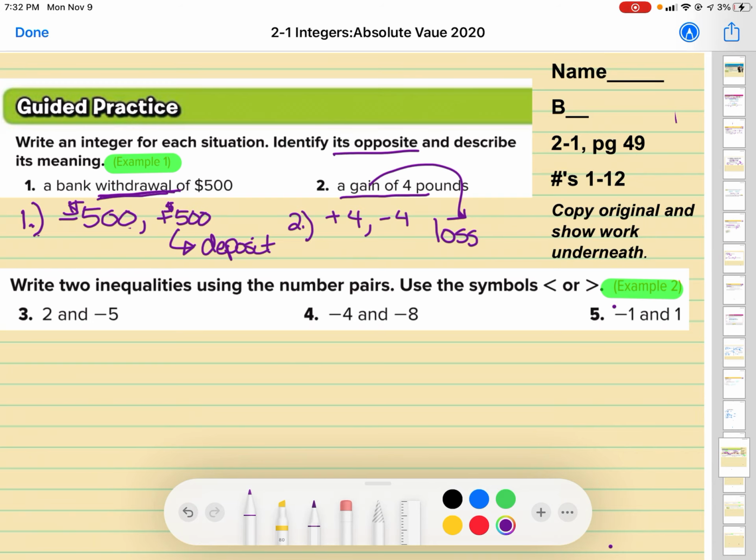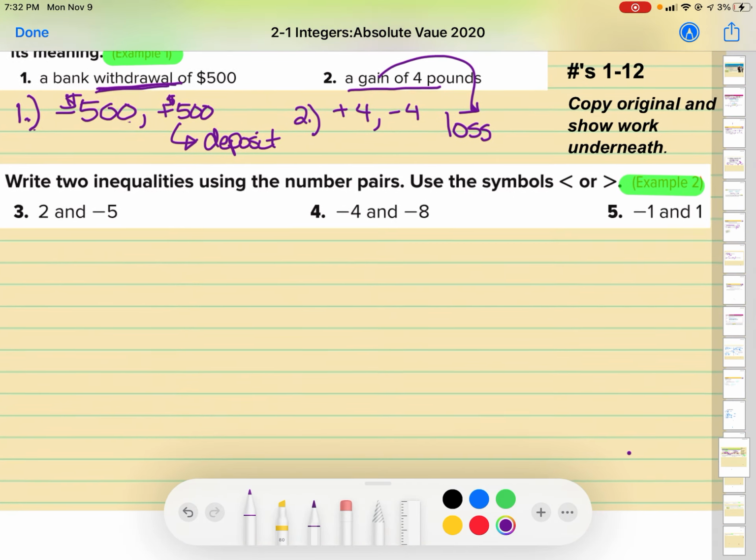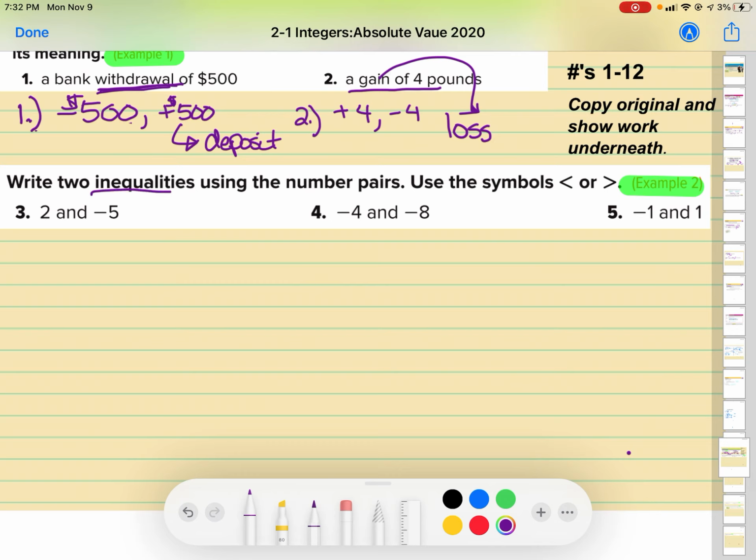Excuse me. Okay, in the next section, write 2 inequalities using the number pairs. So now we're going to use our less than or a greater than sign. So on your paper, you should have had number 3, copy down 2 and negative 5. So if I'm looking at the number line, I can say 2 is greater than negative 5.